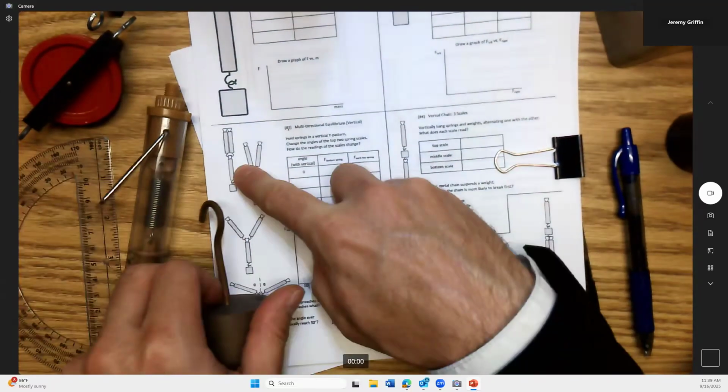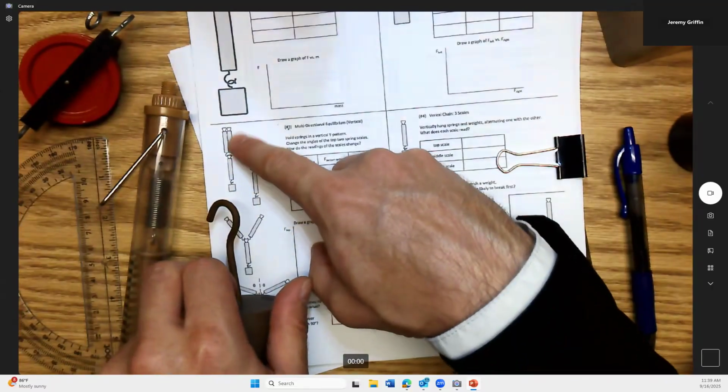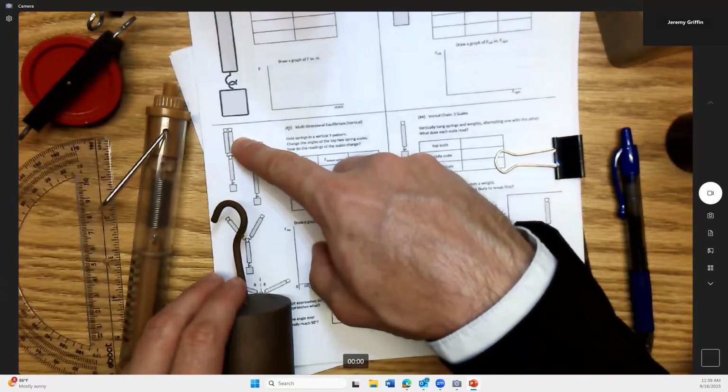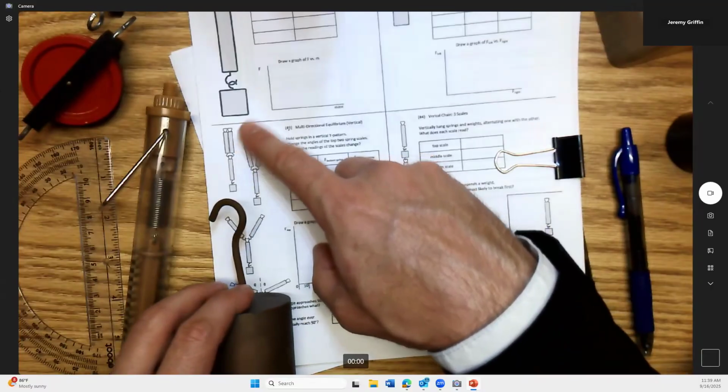Do you guys think the bottom spring scale reads 10 newtons? And what do you think each of the top ones probably reads? 5 and 5? Yeah, probably makes sense. Although you'll find out for sure by doing some science.